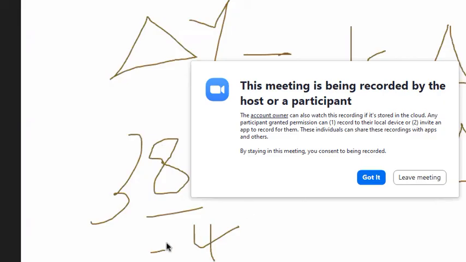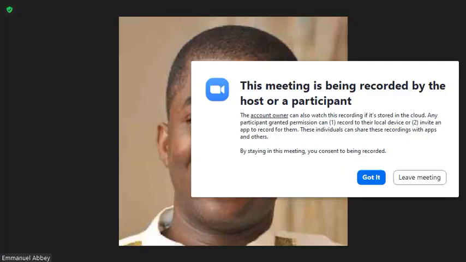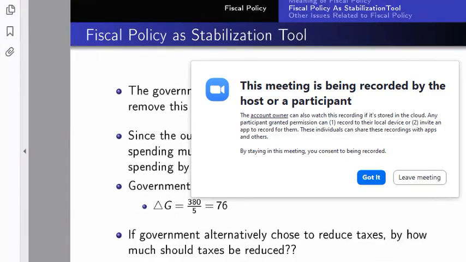taxes should reduce. The negative there is just, you see, in economics we don't deal with minus numbers. There's nothing like minus 500 cedis. So the minus here is saying reduce taxes by a certain value. After you've done that, income will increase by 380. That is what we are saying. Is it clear now? Yes, sir. Good.